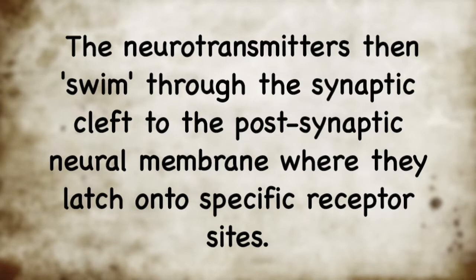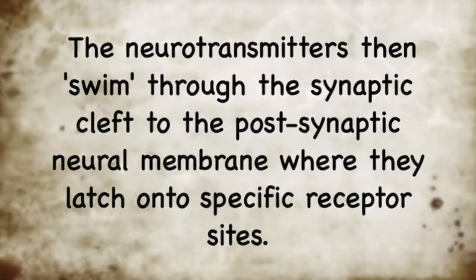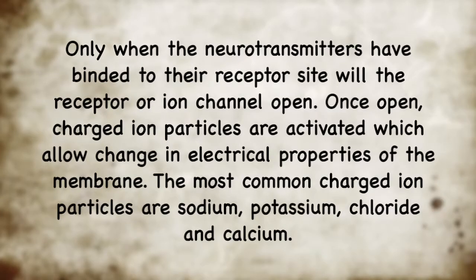The neurotransmitters then swim through the synaptic cleft to the postsynaptic neural membrane, where they latch onto specific receptor sites. Only when the neurotransmitters have bound to their receptor site will the receptor or ion channel open. Once open, charged ion particles are activated, which allow change in electrical properties of the membrane. The most common charged ion particles are sodium, potassium, chloride, and calcium.